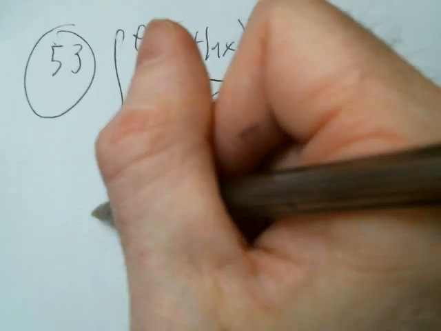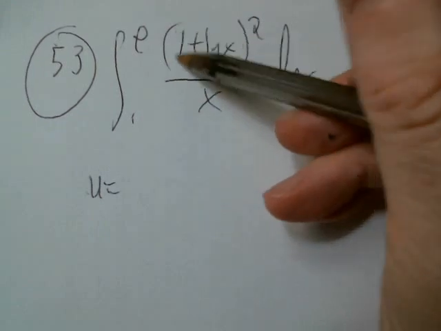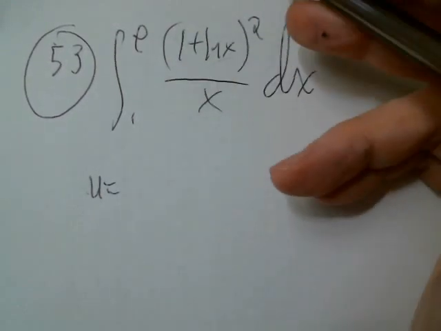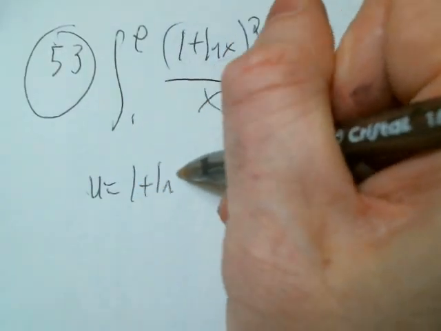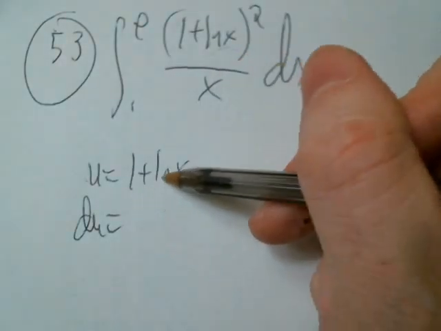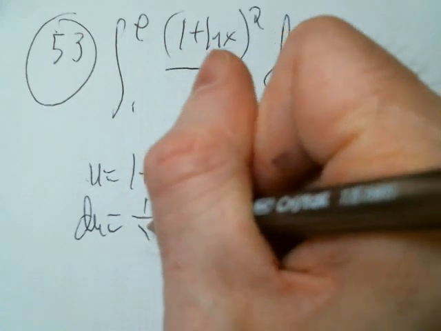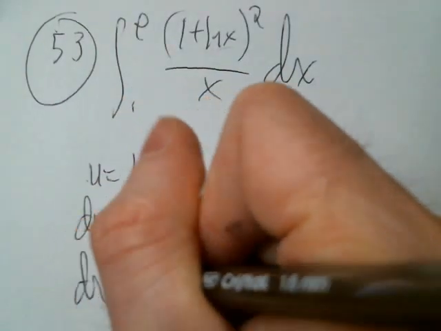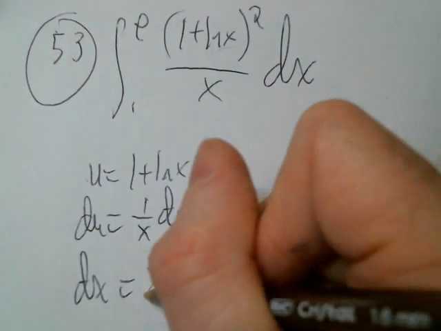Okay. And my program in my brain is usually like, just let the u sub be the stuff inside the parentheses, so u equals 1 plus ln of x. du: derivative of 1 is 0, derivative of ln of x is 1 over x dx. I like to solve for dx. Multiply both sides by x, you get x du.